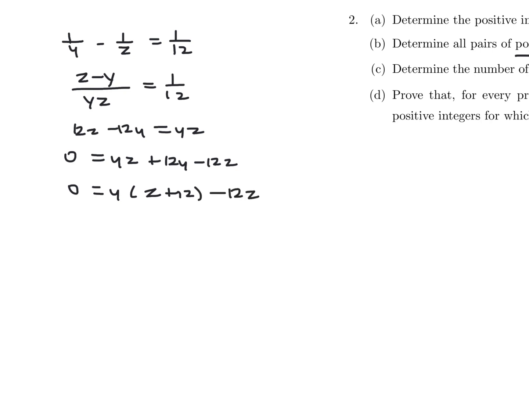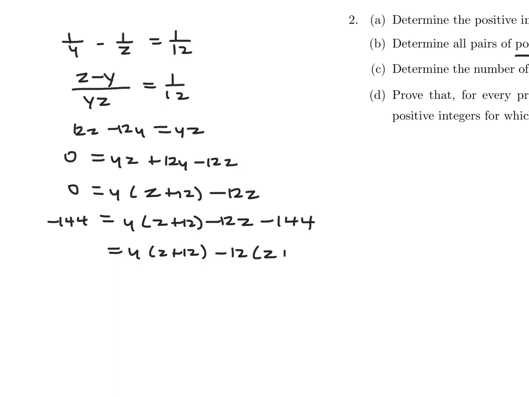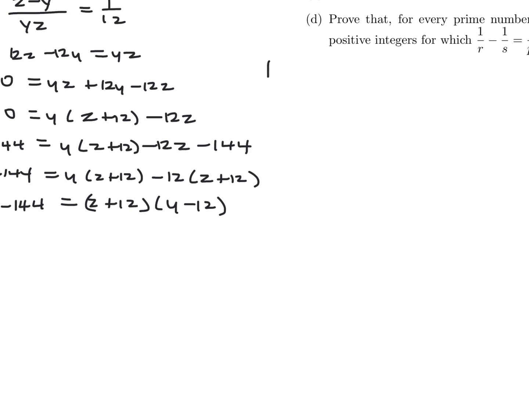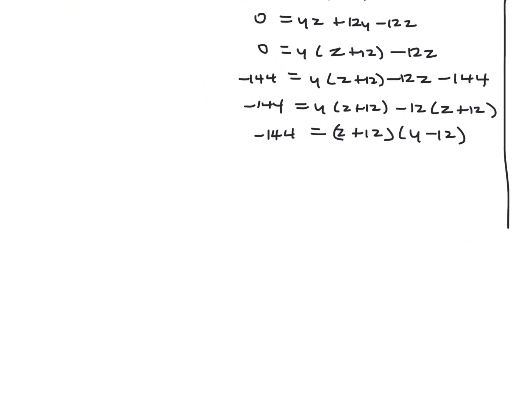And then we have to use a little bit of fancy algebra here. Minus 144 from each side to help factor this a little bit better. And what that does is allow me to factor out y minus 12 and then z plus 12. There we go. And that hopefully will help us. So we have z plus 12 and then y minus 12.